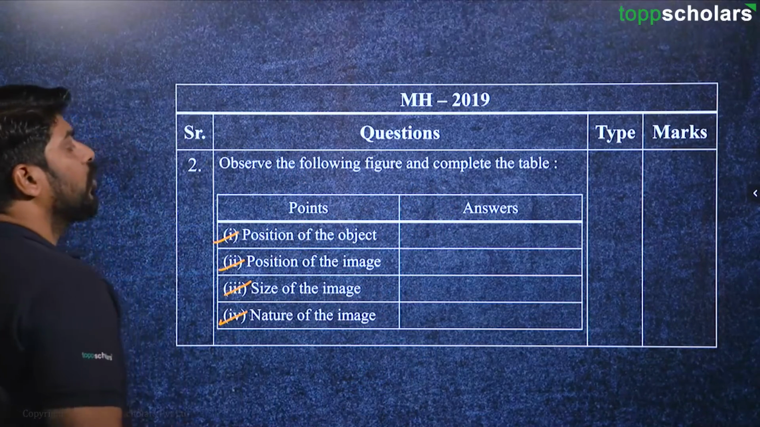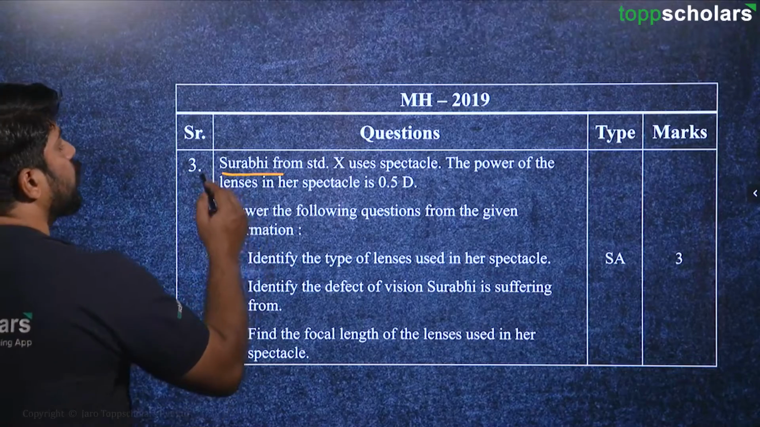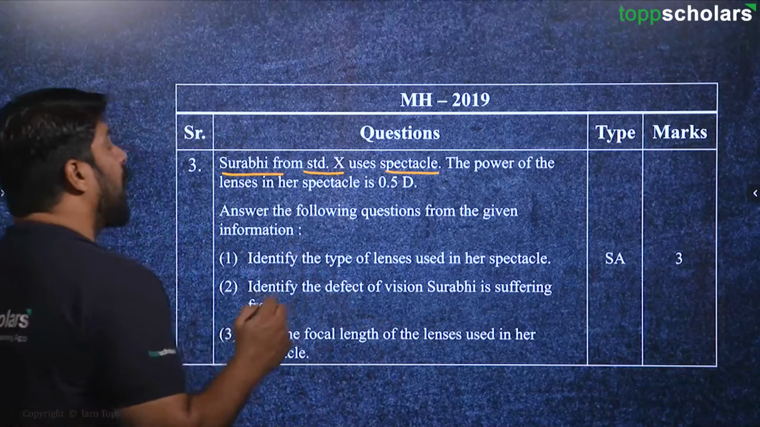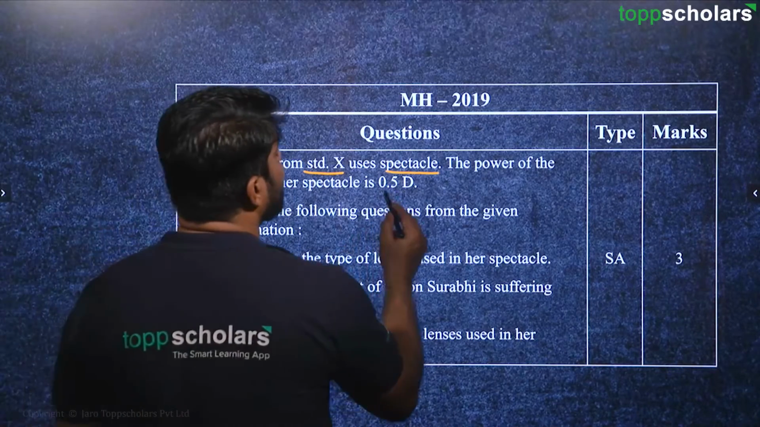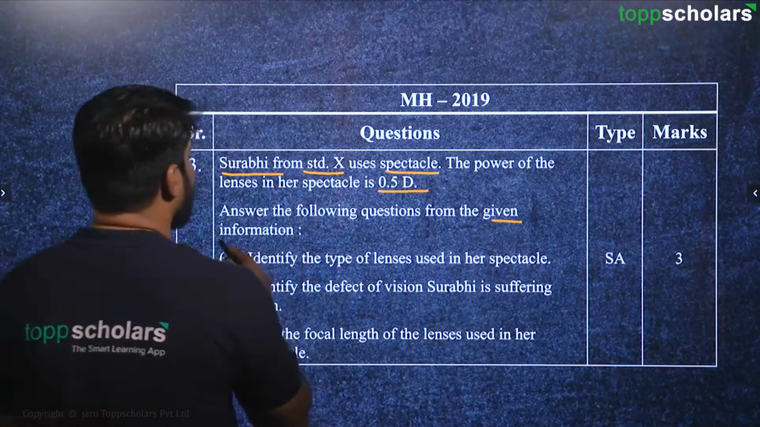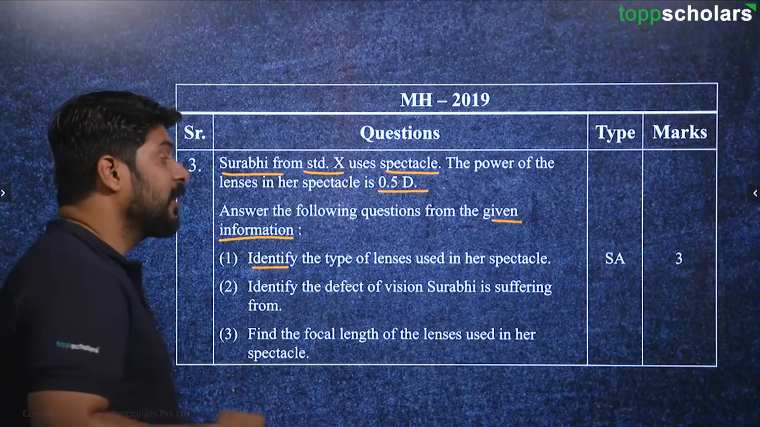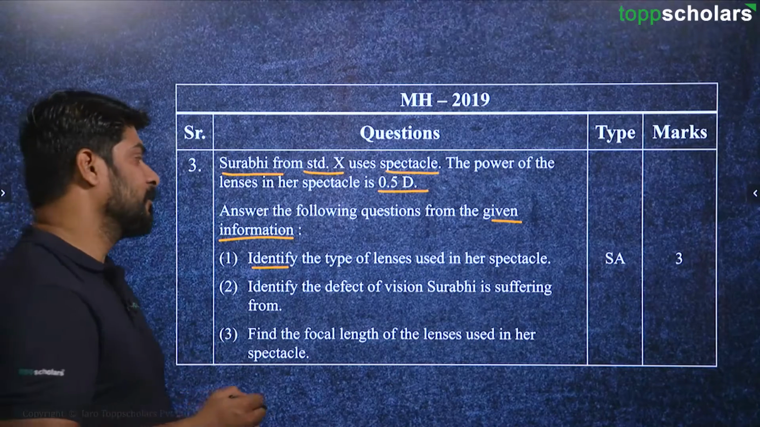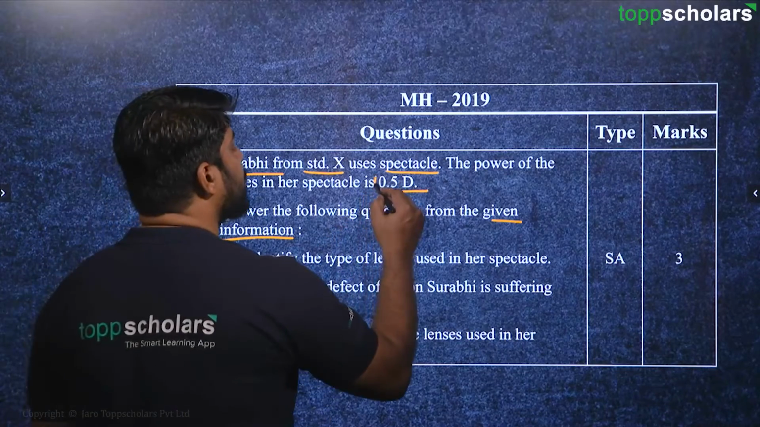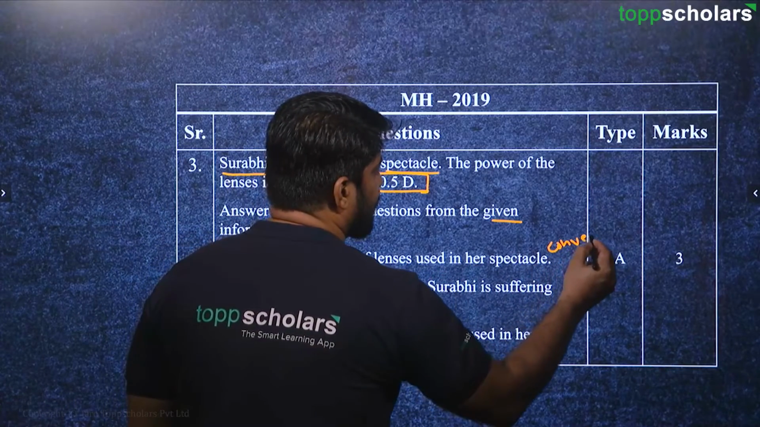Okay. Now moving on to the next. Here it is. So here the question is somewhat like this. Surbhi from standard 10th uses spectacles. The power of the lenses in her spectacles is 0.5 diopters, right? Answer the following questions from the given information. Okay, so what are the questions? Identify the type of the lenses used in her spectacles. Okay, so which type of lens is used? So it is simple, right? Since the power is positive, that means it's a convex lens, right?